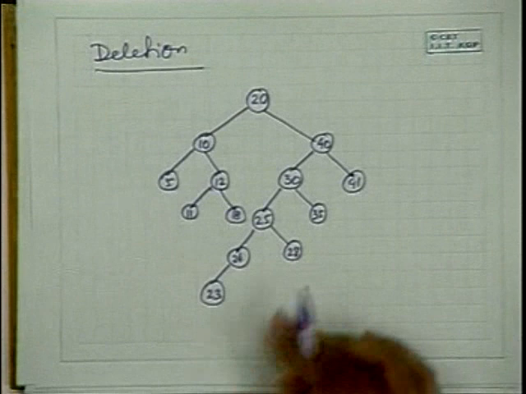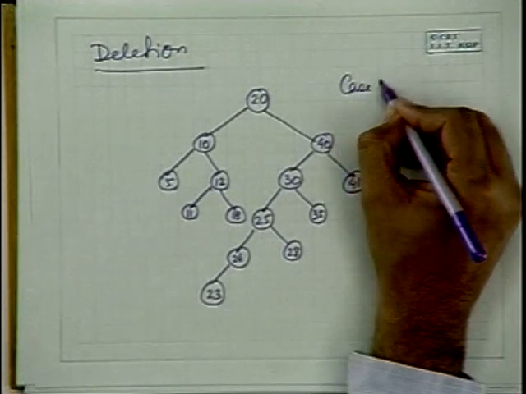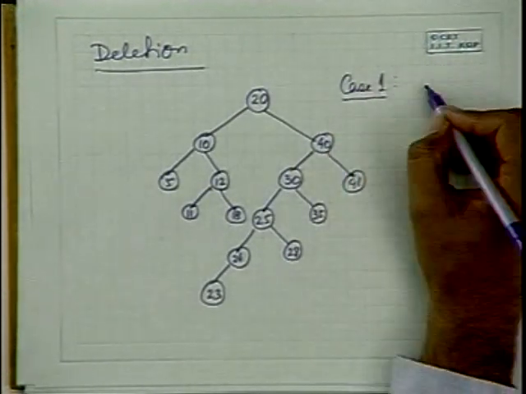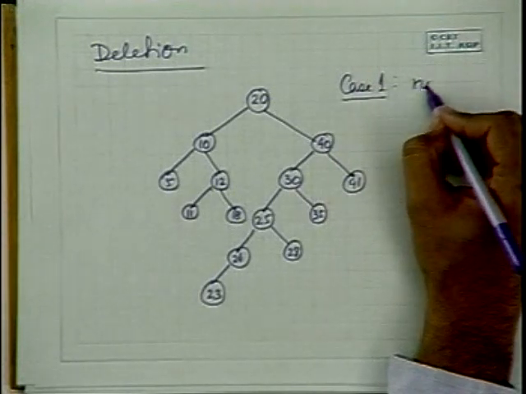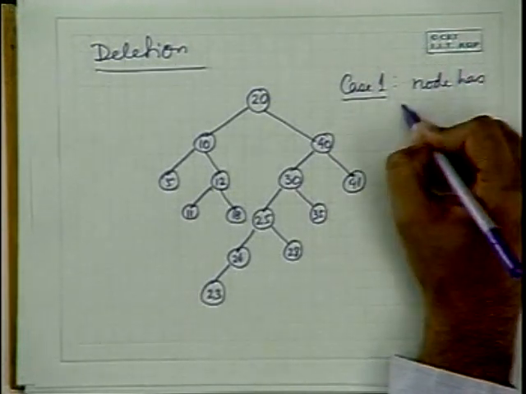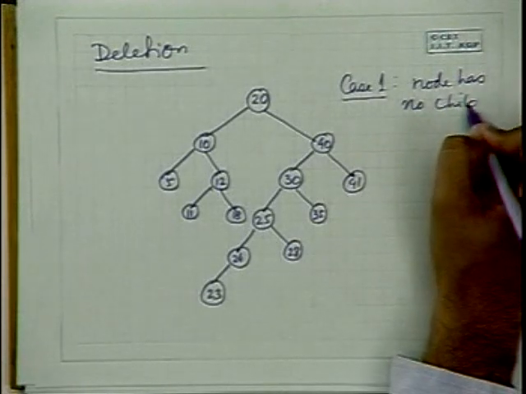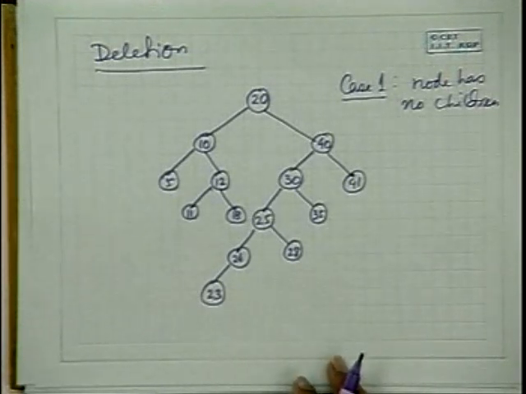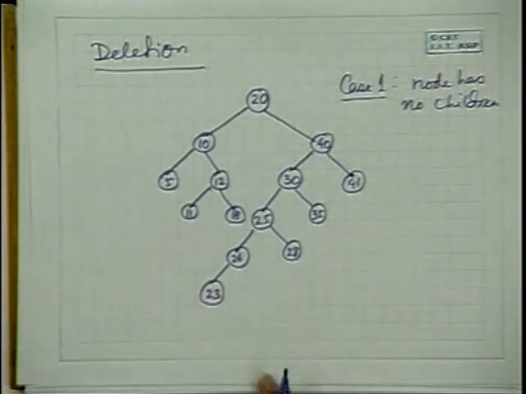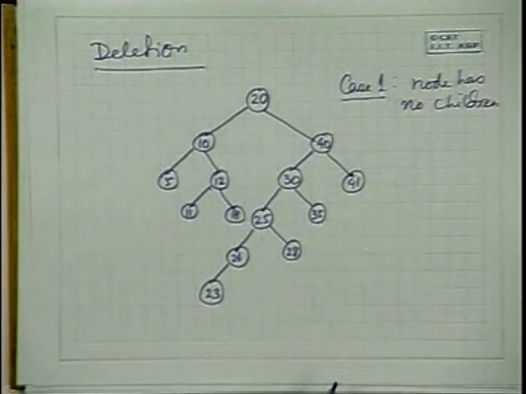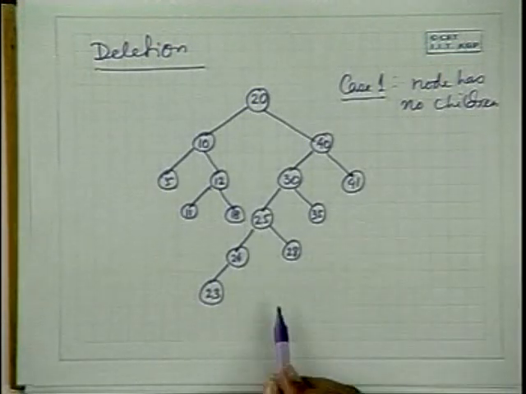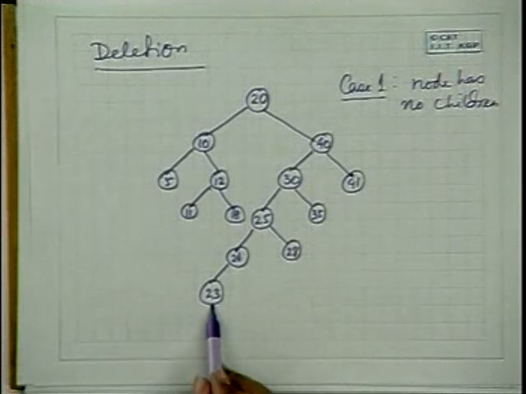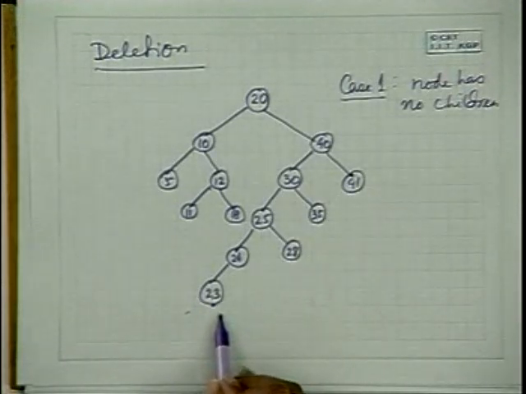Now there are several cases. Case 1: the node to be deleted does not have any children. According to our notation, it has children, but both children are empty. So let me take something like this, say 23. Both of its children are empty.